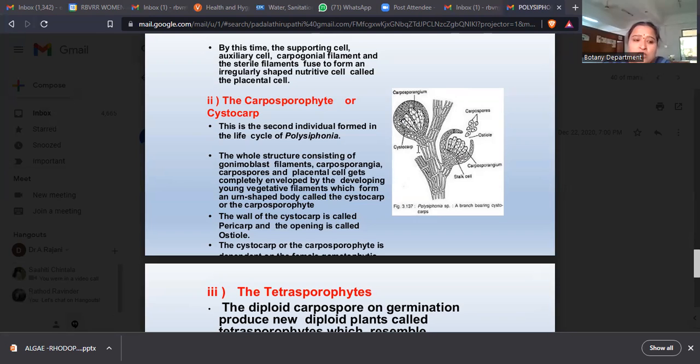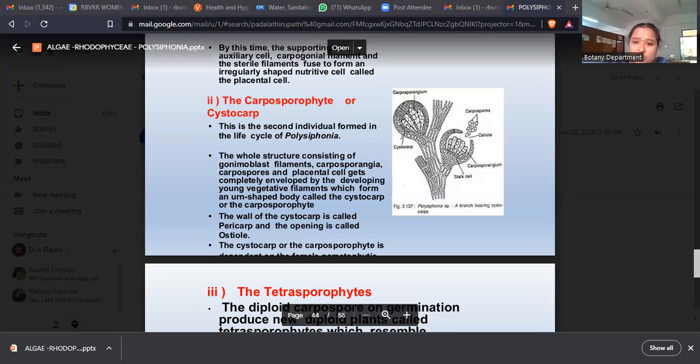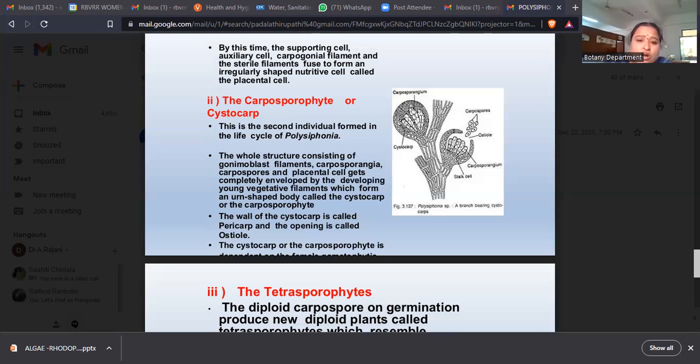The whole structure consists of gonioblast filaments, carposporangia, carpospores, and placental cells. These are completely young vegetative filaments. The structure of the carposporophyte is an urn-shaped body, called the cystocarp or carposporophyte. The cystocarp is covered by the pericarp. An opening end is there, and that opening part is called the ostiole.